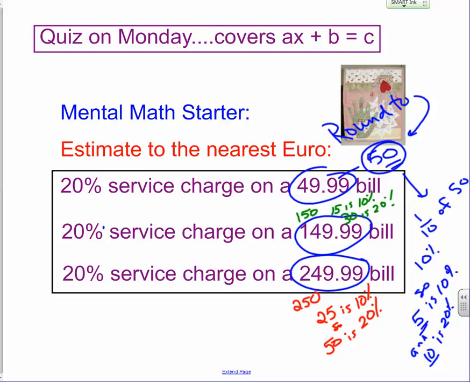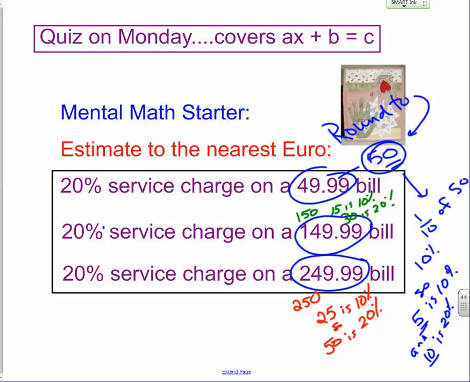We started class today with you doing some estimating to the nearest euro. So all you need to do to estimate 20% of a service charge on a 49.99 euro bill is think of this as 50. 20% is twice 10%. So if I take 10% of 50, that's like a tenth of 50, which is 5. And if 5 is 10%, then you double 10% to get 20, so you double 5 and you get 10.